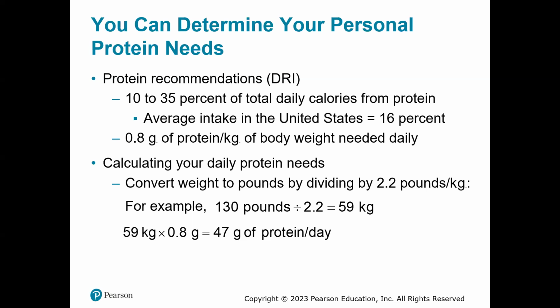athletes. All right, so to calculate your daily protein needs, first of all, you need to convert your weight from pounds to kilograms. So you can take your weight in pounds, divide it by 2.2 to get your weight in kilograms, and then multiply that by 0.8 to get how many grams of protein you need per day. So for example, if you weigh 130 pounds, that's 59 kilograms. 59 times 0.8 grams is 47 grams of protein per day.